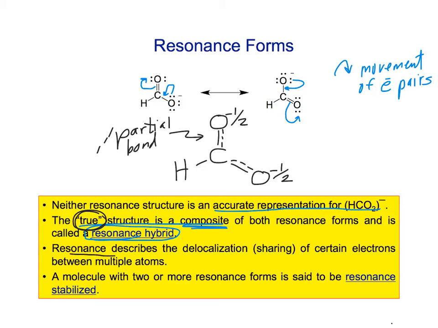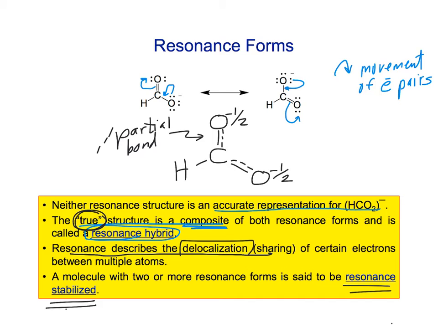This concept of resonance describes a delocalization, we call it, of the electron. So it's delocalized over two different atoms. And the hybrid is going to be more stable than the individual resonance structures, and it's said to be resonance stabilized.